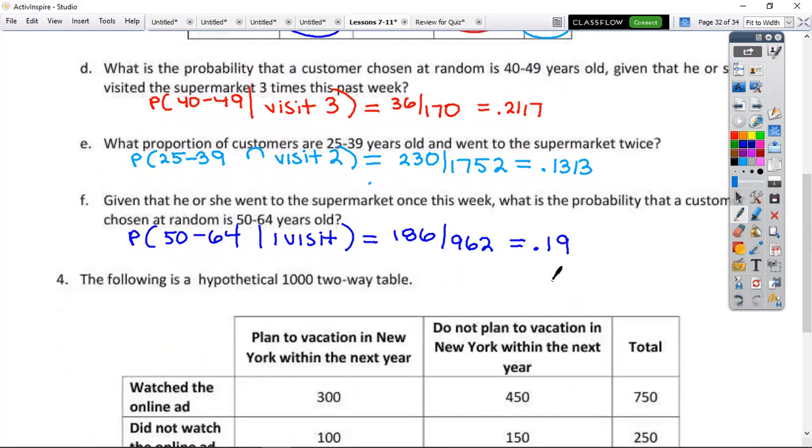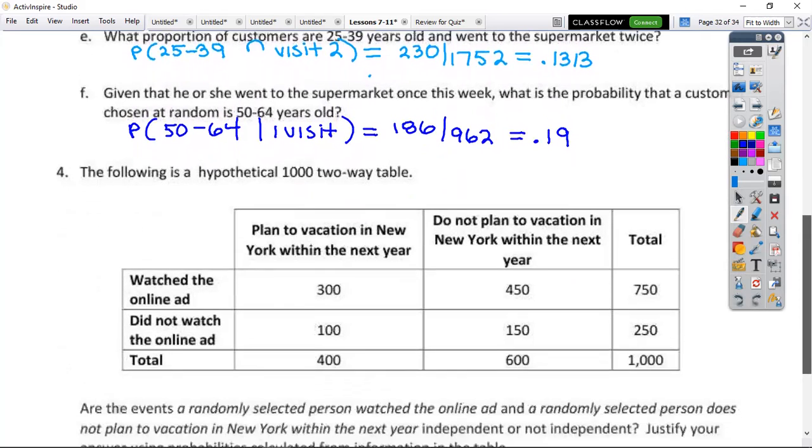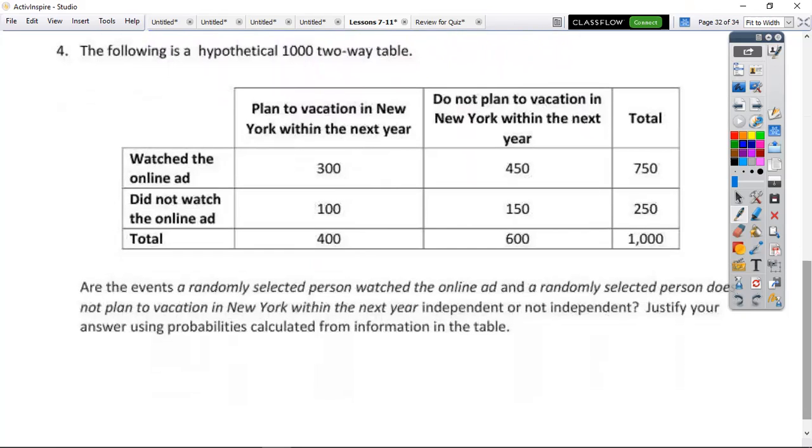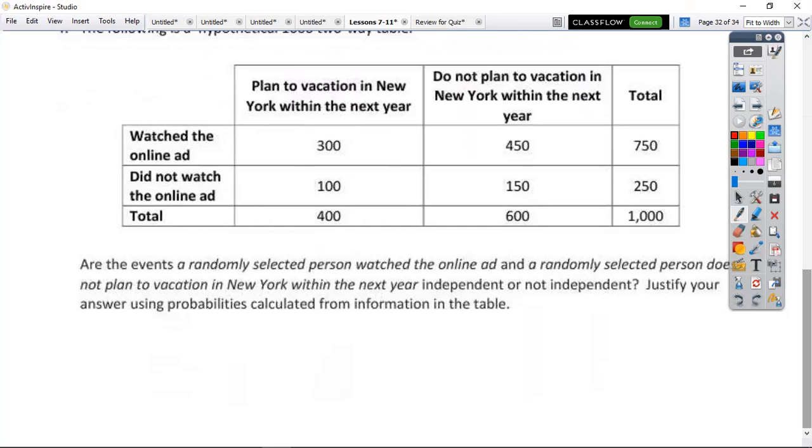Okay. So number 4 gives you a hypothetical 1,000 table, and it asks, if you skim this, test for independence. This is my recommendation, and I would really like it if you used it, because it helps, I promise. So I am going to only look at this first condition. So are the events a randomly selected person watched an online ad? Stop. Just take this.